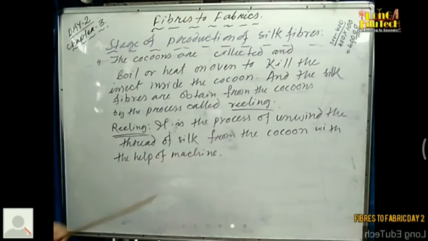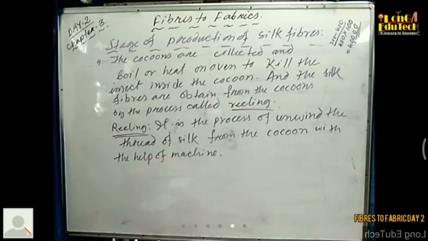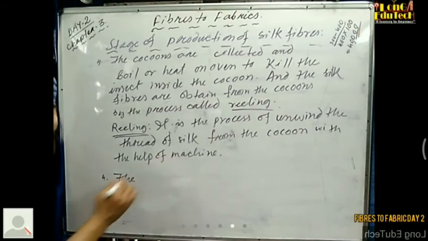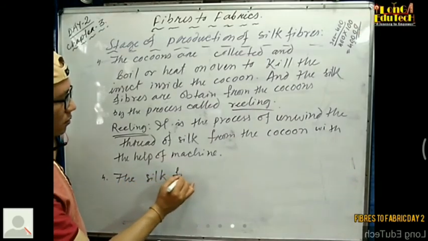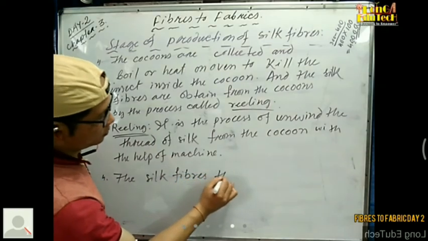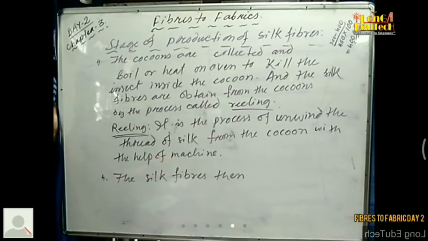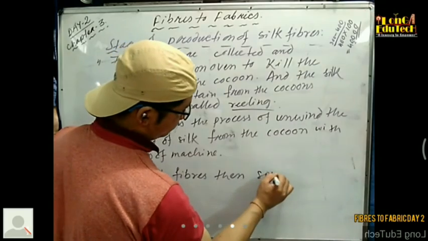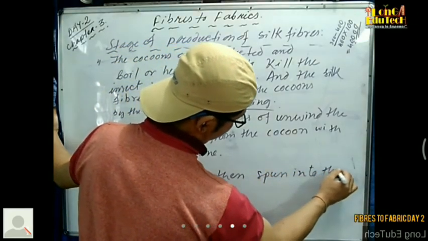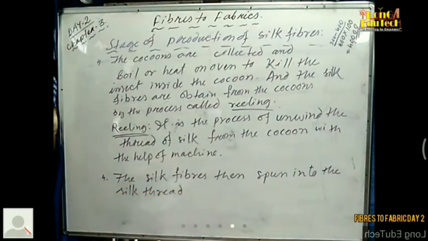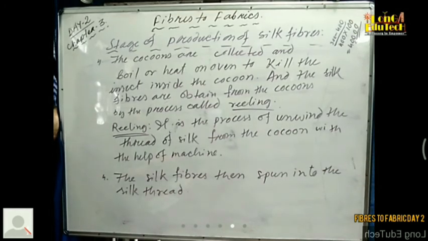Okay, so reeling is the process, right? The process is that we get the silk from the cocoon. Then what will be done in the last step? The silk fibers, then what? Spin into silk thread. So the silk fibers are going to be spun into the silk thread.